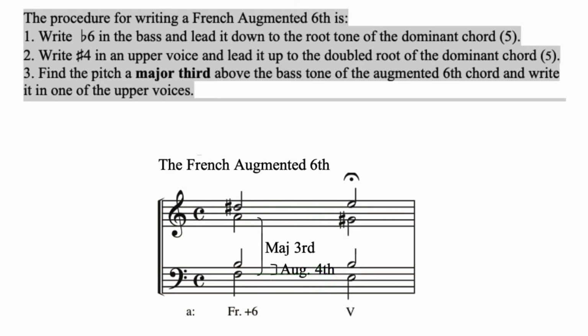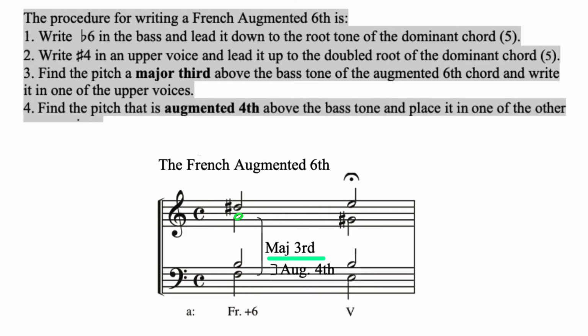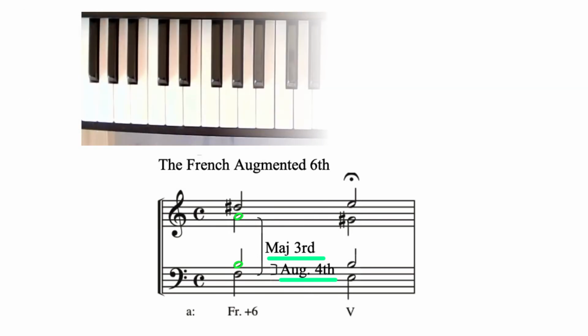3. Find the pitch a major third above the bass tone of the augmented sixth chord, and write it in one of the upper voices. And 4. Find the pitch that is an augmented fourth above the bass tone and place it in one of the other upper voices. Here's an example of the French augmented sixth in the key of A minor with its resolution.